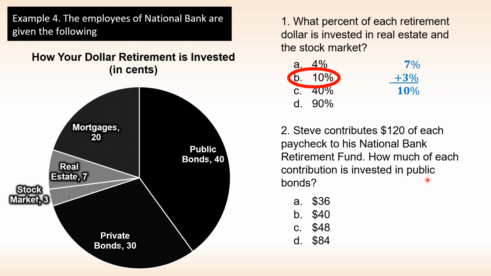Question number 2. Steve contributes $120 of each paycheck to his National Bank Retirement Fund. How much of each contribution is invested in public bonds? Public bonds here is 40%. So that is 40% times $120 equals $48. Letter C.